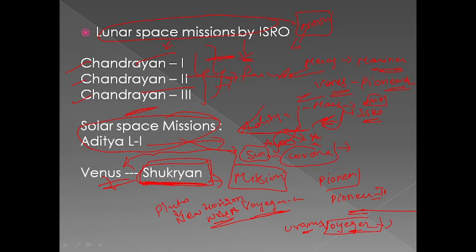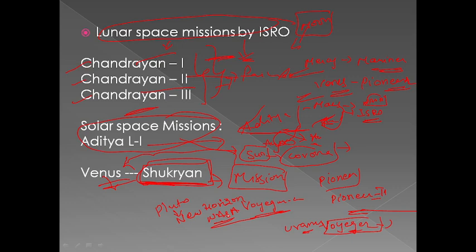For Mercury we have Mariner, which was launched by NASA. Venus, Shukrayaan. Mars, it is Mangalyaan, which was launched by India itself, that is ISRO. And after that, for Jupiter we have Pioneer, and for Saturn also we have Pioneer. For Uranus and Neptune we have Voyagers 1 and 2, whereas in the case of Pluto we have New Horizons.